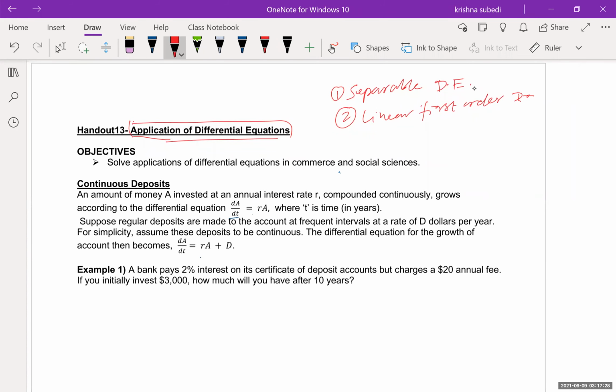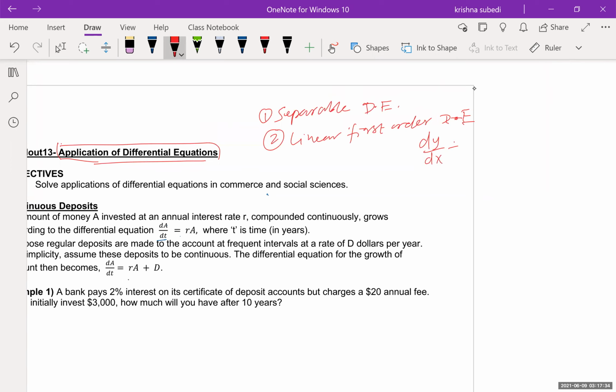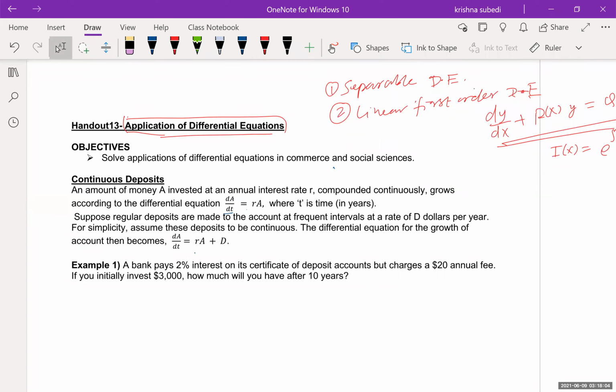differential equation, which is the standard form of the equation is like dy over dx plus py equals q, this form. So in this kind of equation, what we did is we calculated the integrating factor, which is e raised to power p dx, and then we multiply both sides and we solve. Okay, that's the technique that we already learned. So we're going to use this skill to solve some of the real world problems coming from business and economics and social science. Before that, let us look at one concept, one idea, which is continuous deposit.